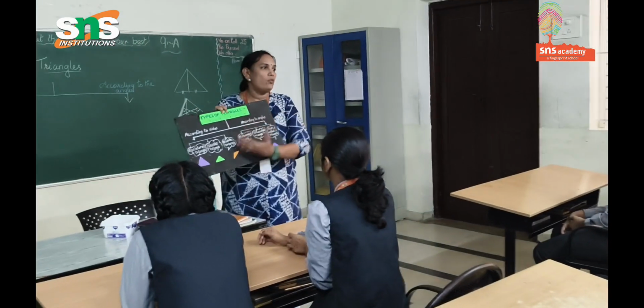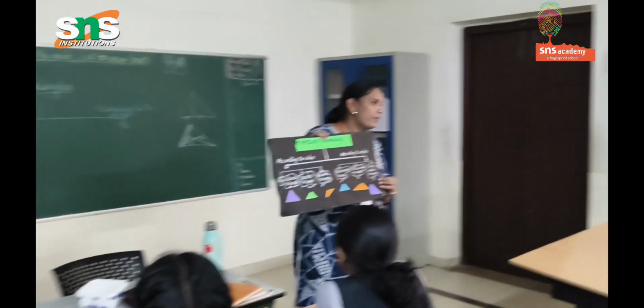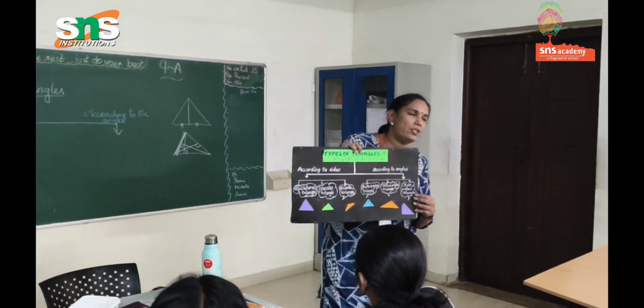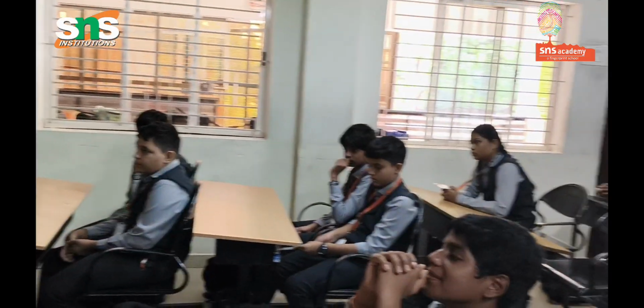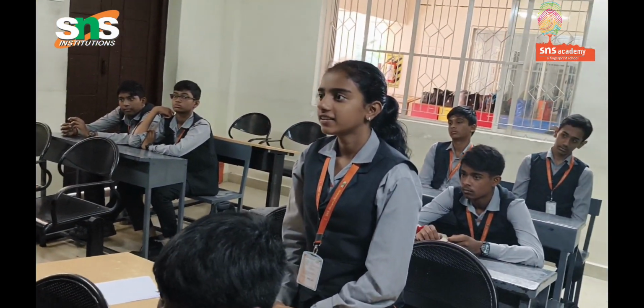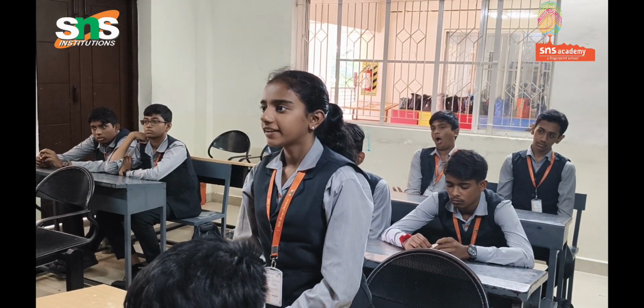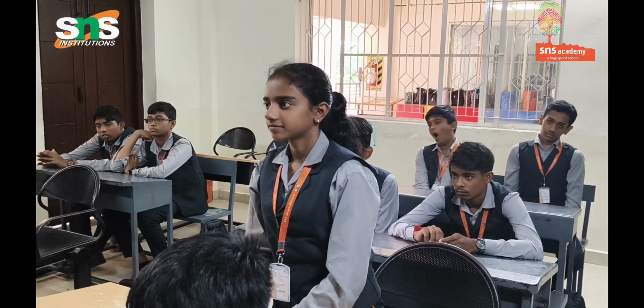Good. So now we are getting into the types of triangles according to the angles. Acute angle triangle. Yes, acute angle triangle. Obtuse angle triangle. Obtuse angle triangle. Right angle triangle. Yes, very good.